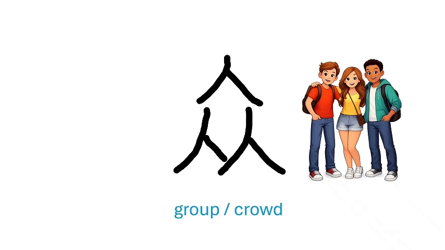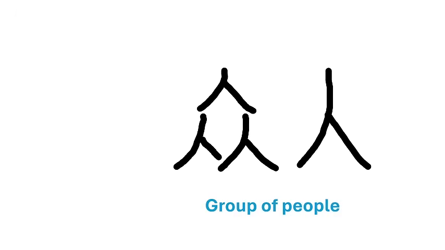Now, if we pair this character together with 人, person, it forms a 2-character word meaning group of people. And if we put follow in front of group, what does this 2-character word mean? It means to follow the crowd. Isn't that interesting?